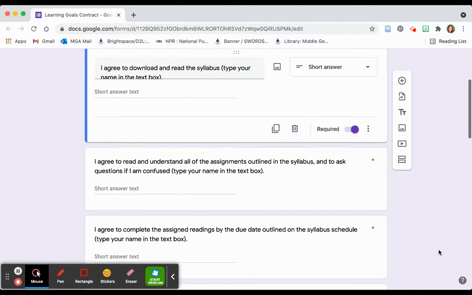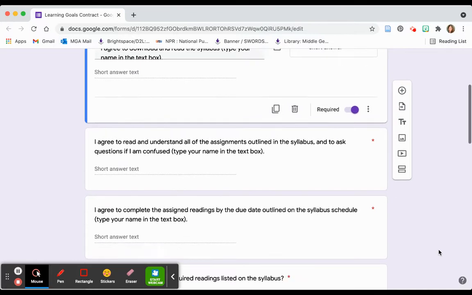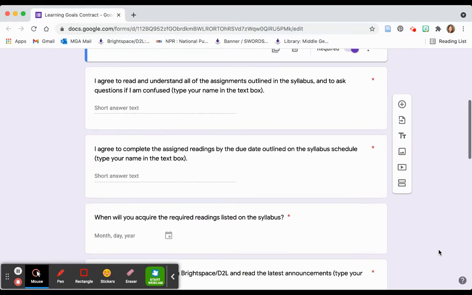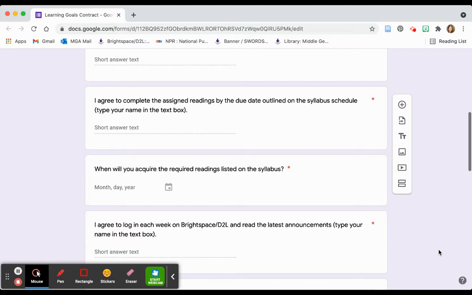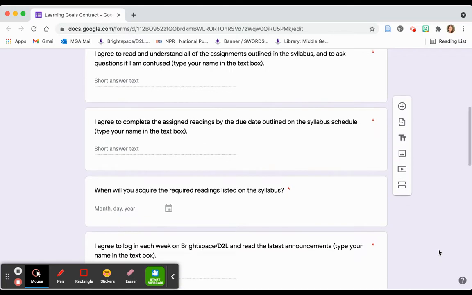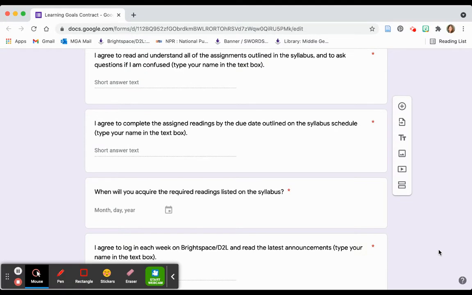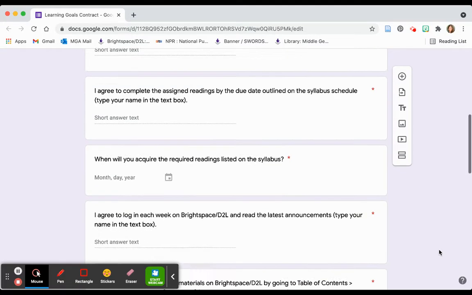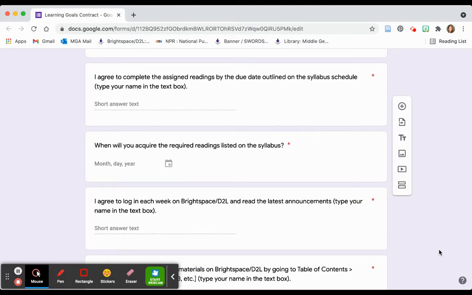Okay, so basically what you're agreeing to when you type your name is I agree to download and read the syllabus. I agree to read and understand all the assignments. I agree to complete my assigned writings by the due date. These are all things that I want you to do in order to be successful in this class. These are things that you need to do. So you're agreeing to do them. You're agreeing to do them with me, but also with yourself.